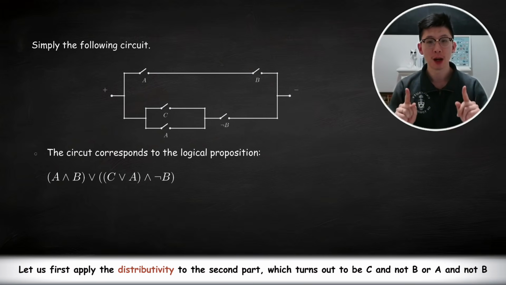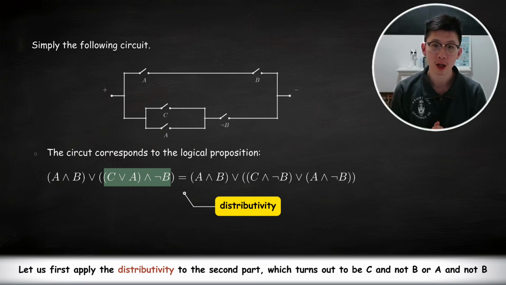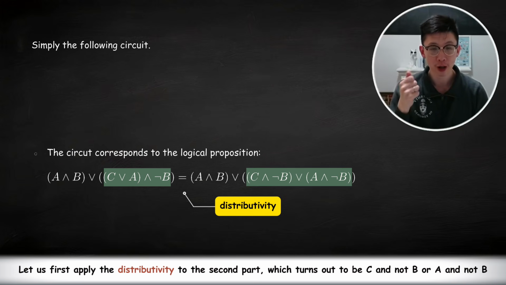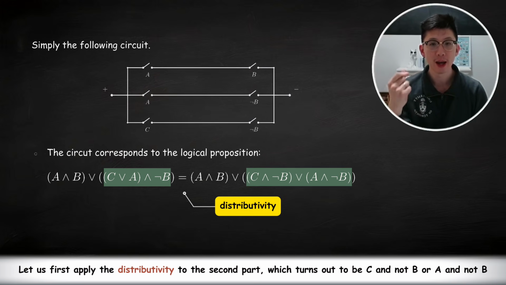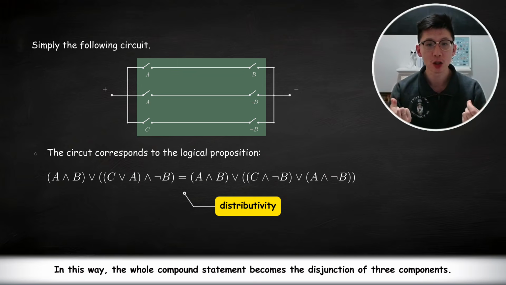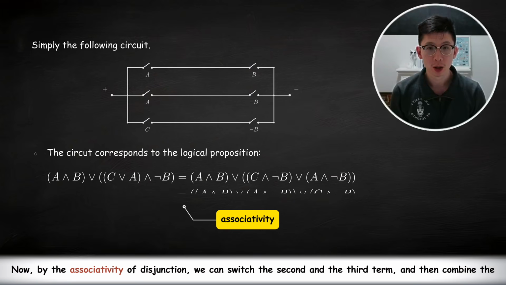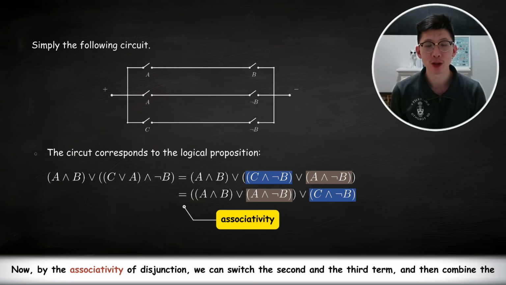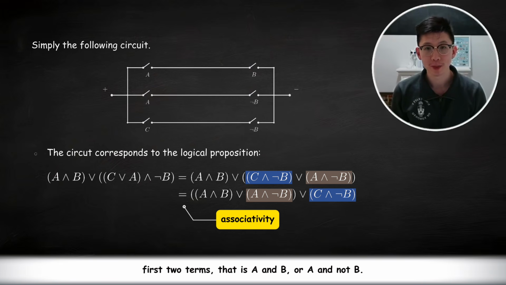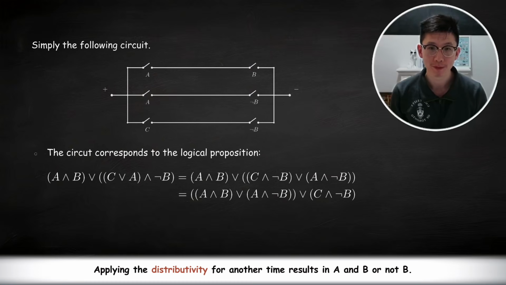Let us first apply the distributivity to the second part, which turns out to be (C and not B) or (A and not B). In this way, the whole compound statement becomes the disjunction of three components. Now, by the associativity of disjunction, we can switch the second and the third term, and then combine the first two terms, that is, (A and B) or (A and not B).